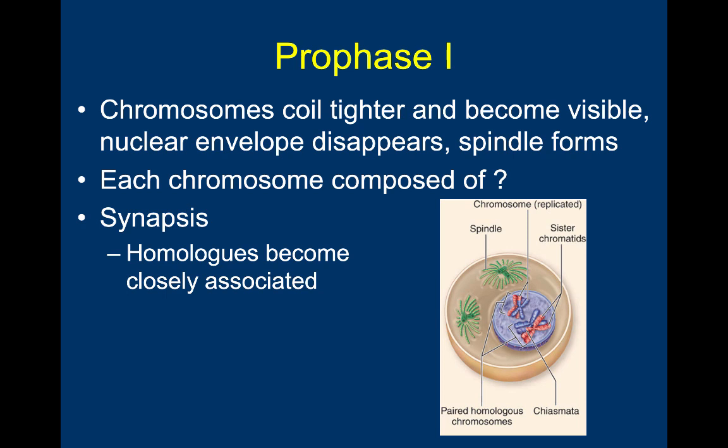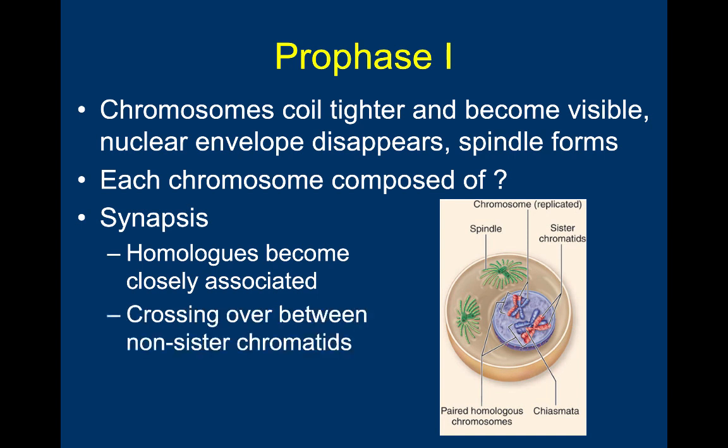All right, so remember, again, at this point, we still have pairs of homologous chromosomes, right? So each chromosome is made up of sister chromatids, and they're also going to be paired up. Those pairs of sister chromatids are paired up with their homologs as well during synapsis. And during synapsis, this is when crossing over can happen.